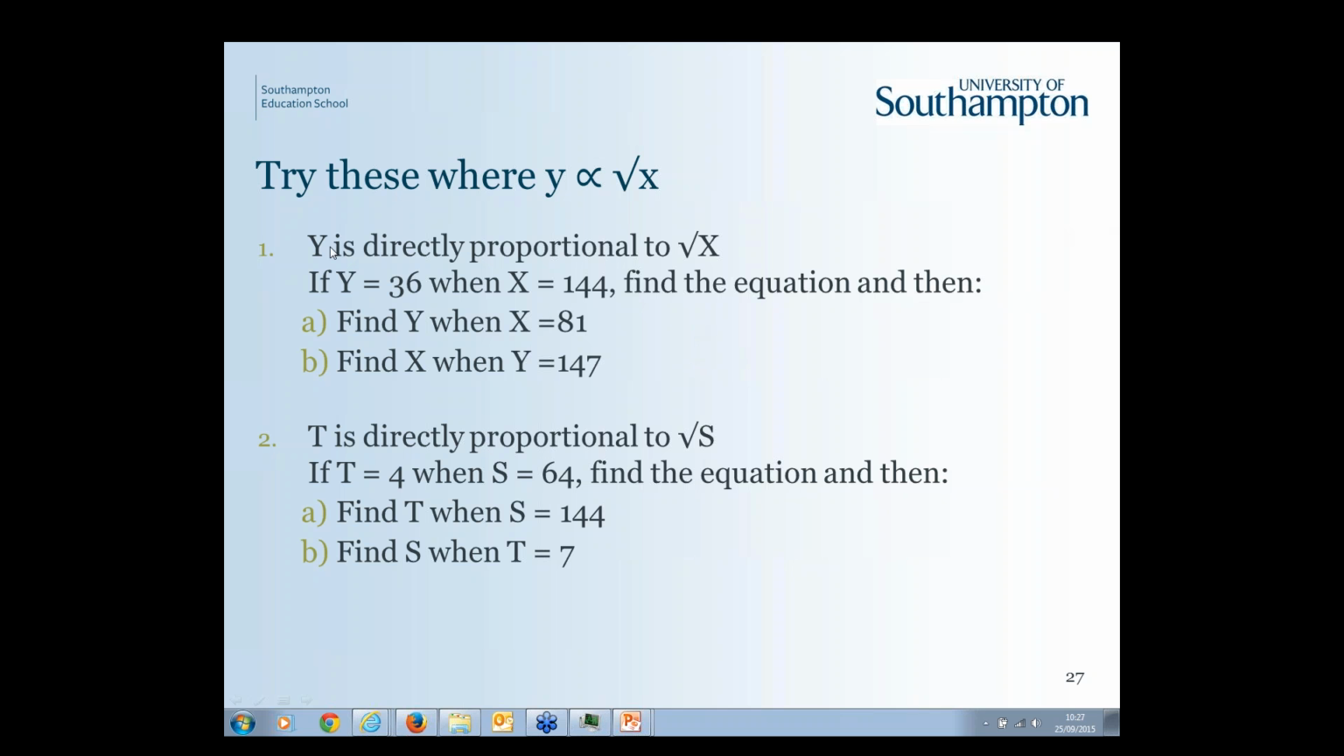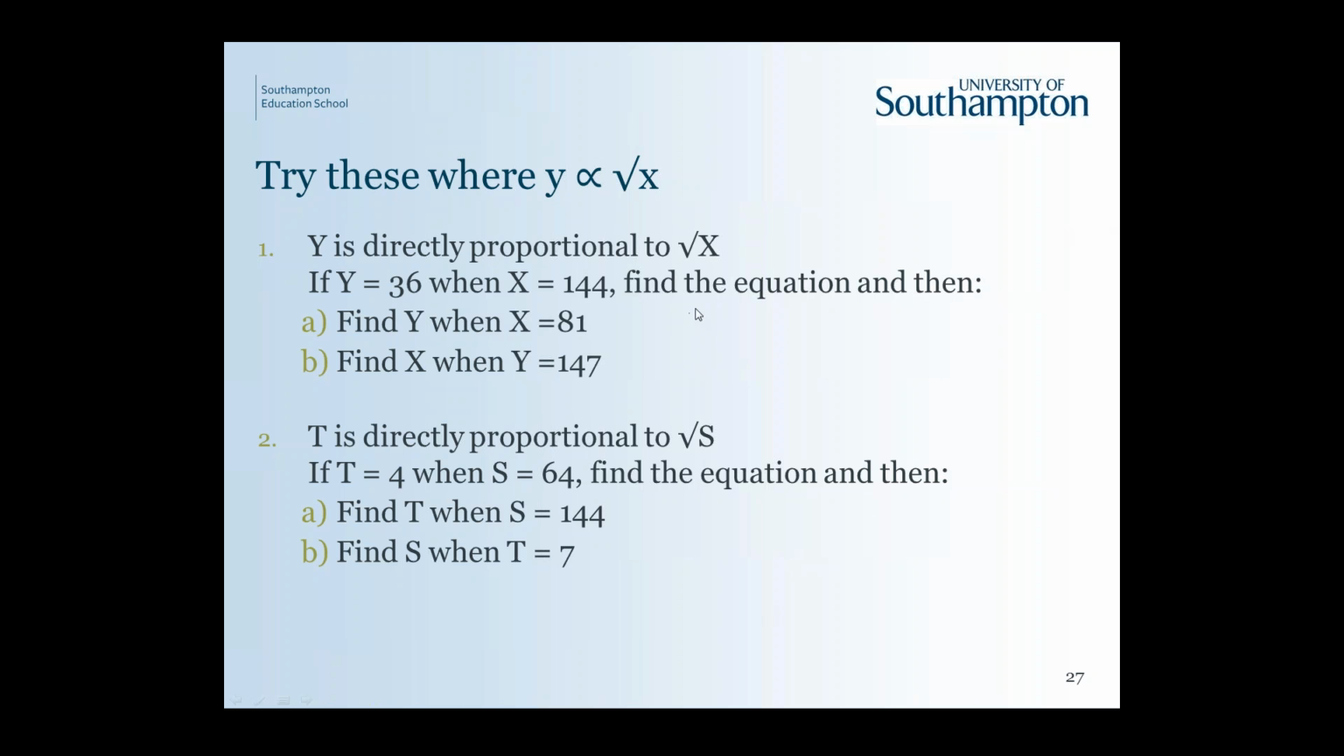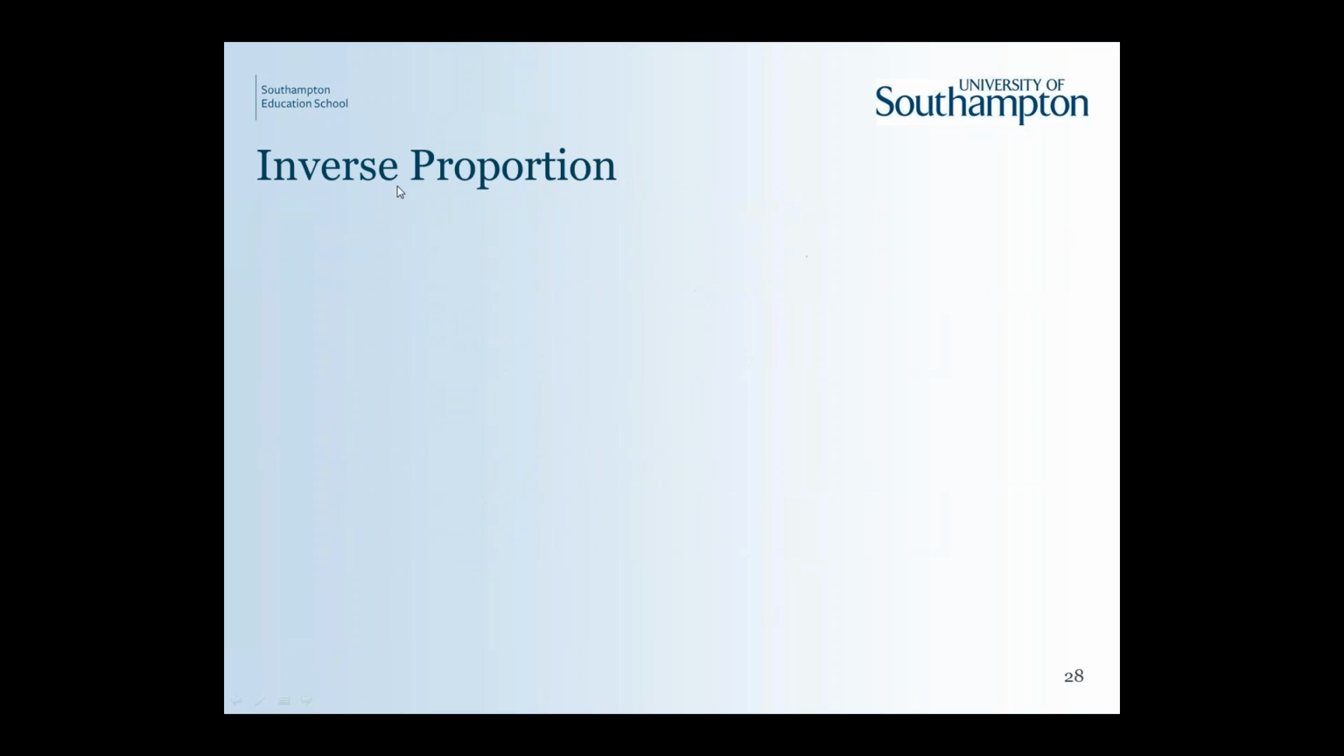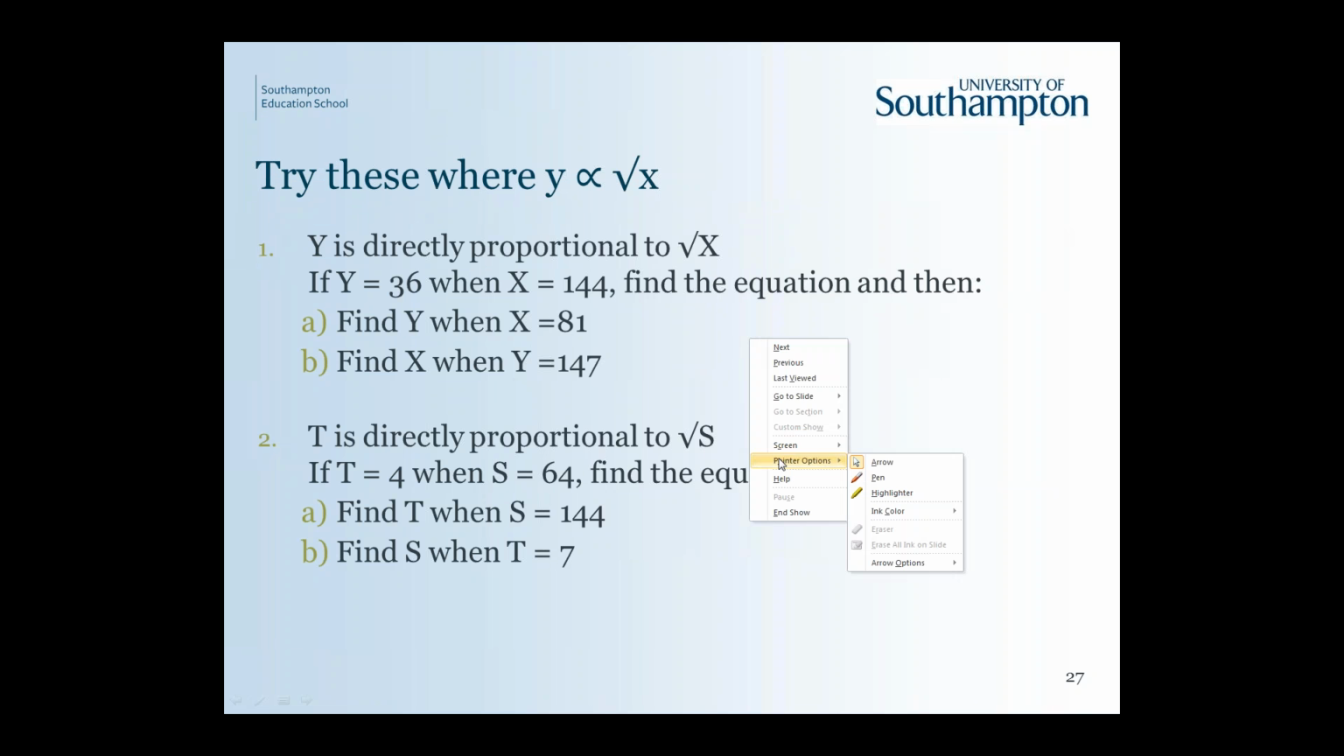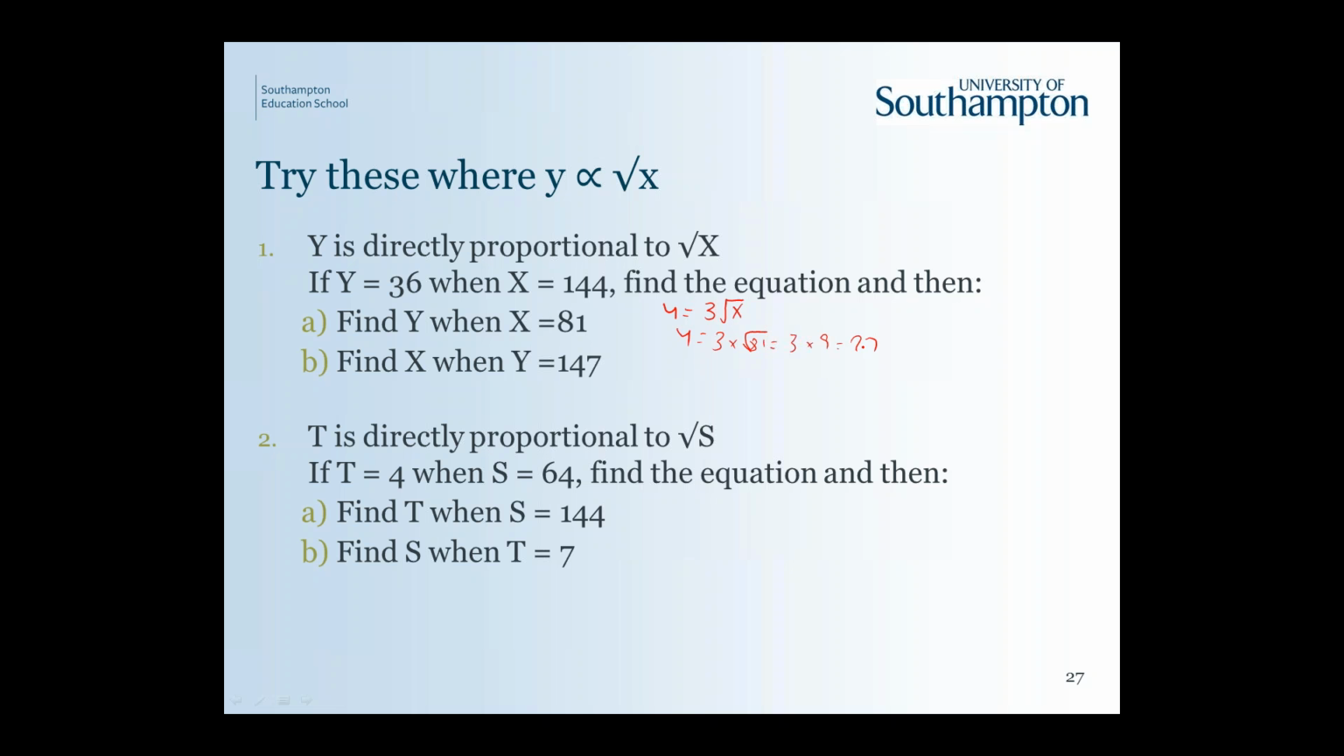Common errors with this one is just forgetting to square root at the end, for example. So I think we end up that y is 3 root x. So when x is 81, that's fine. We've got 3 times the root of 81, which is 3 nines. It's the other way around, really.